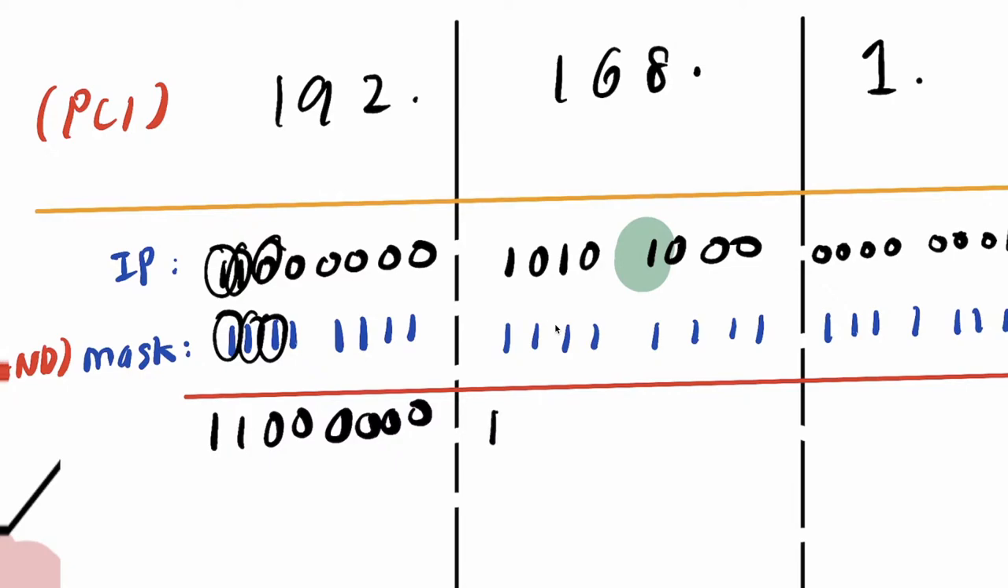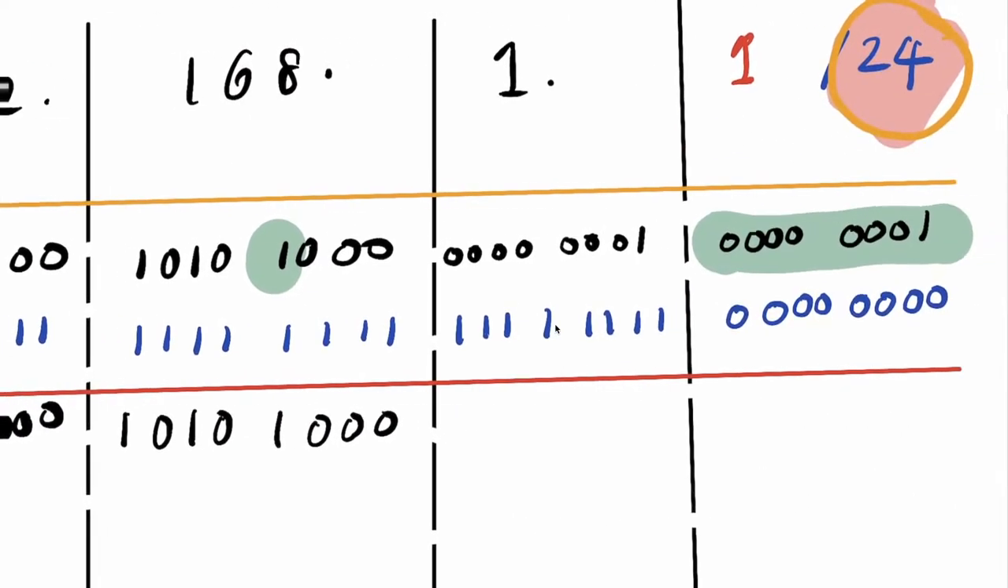1 and 1, you get 1. 1 and 0 is 0. 1 and 1 is 1. 1 and 0 is 0. 1 and 1 is 1, 1, 0, 0, 1, 0, 0, 1, 0, 0. So in fact, you get back exactly the same value if you haven't noticed already. So we go to the next one here. For the third octet, we do the same AND operation. You get 0, 0, 0, 0, 0, 0, 0, 1.